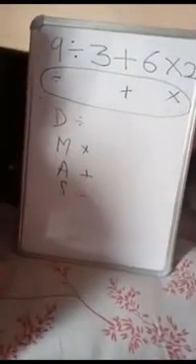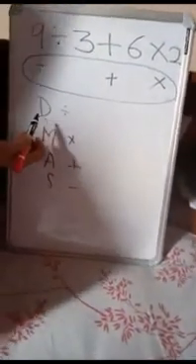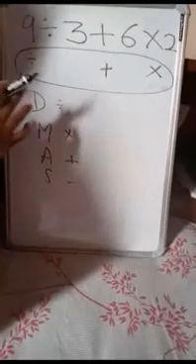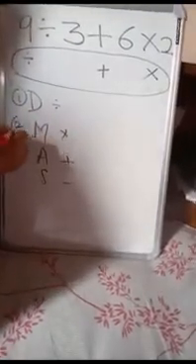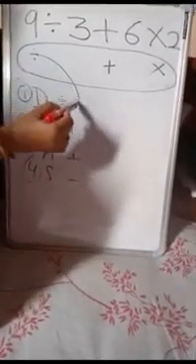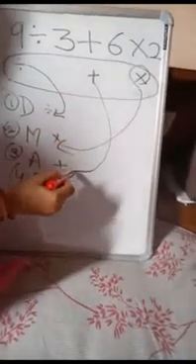Which one is followed? Which operation do we have to do first? Division is first, multiplication is second, addition is third, and subtraction is fourth. So here the division operation is there, so it will be followed first. Correct? So we will firstly do division. After division, multiplication is there, so we do multiplication in second number, and then addition will be followed in third number. First number division, second number multiplication, third number addition.